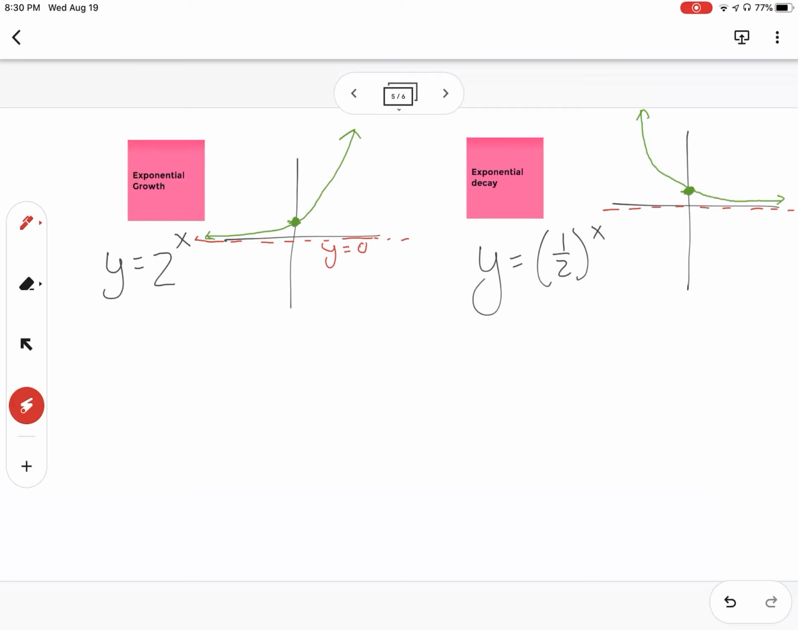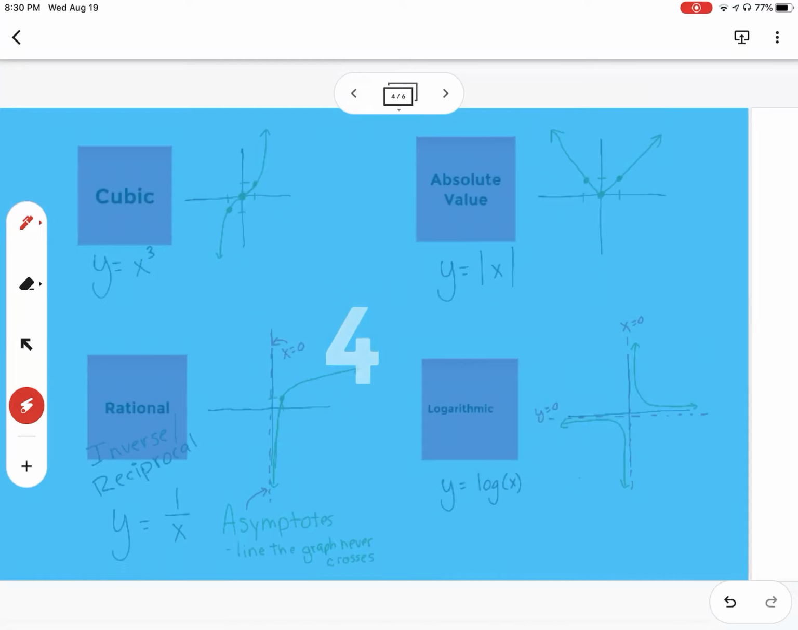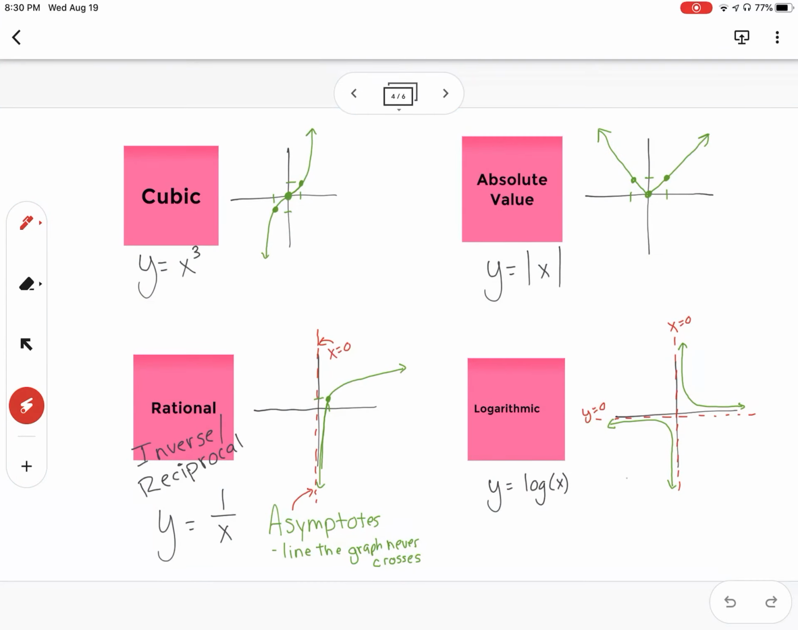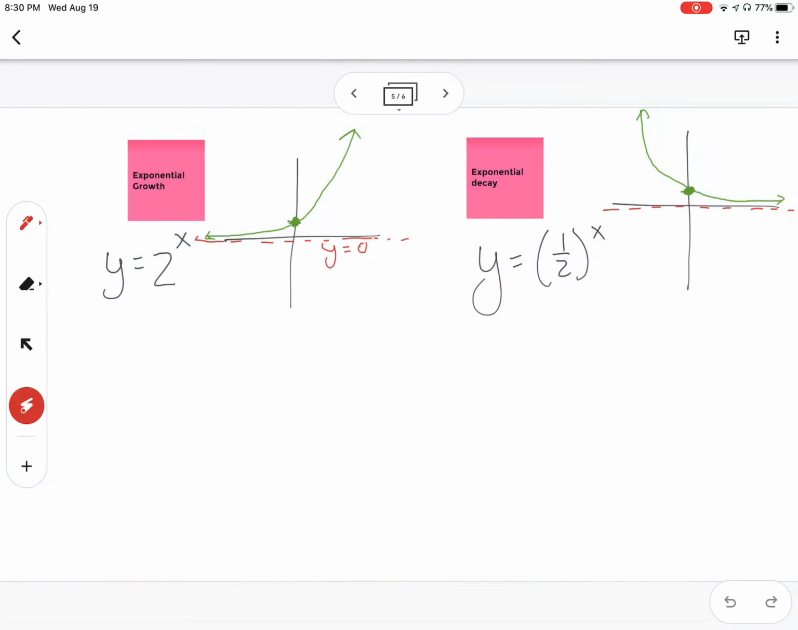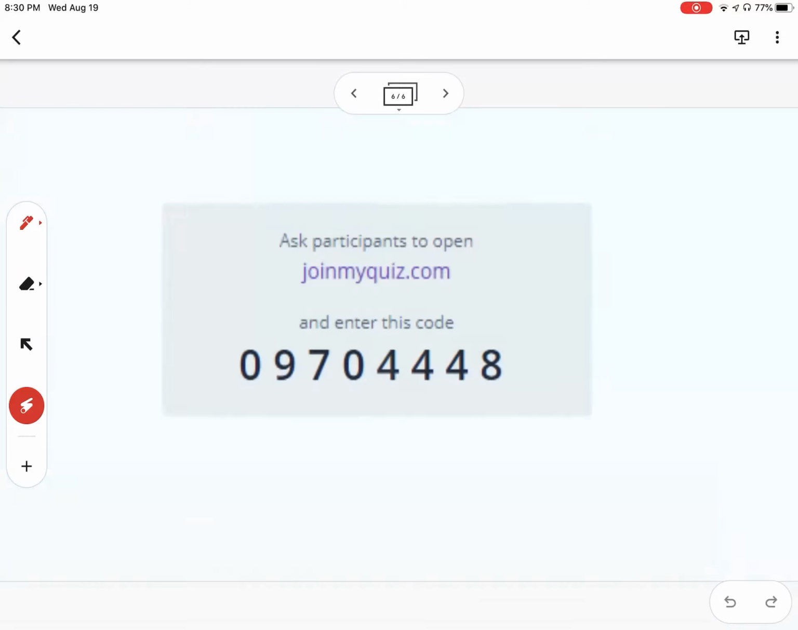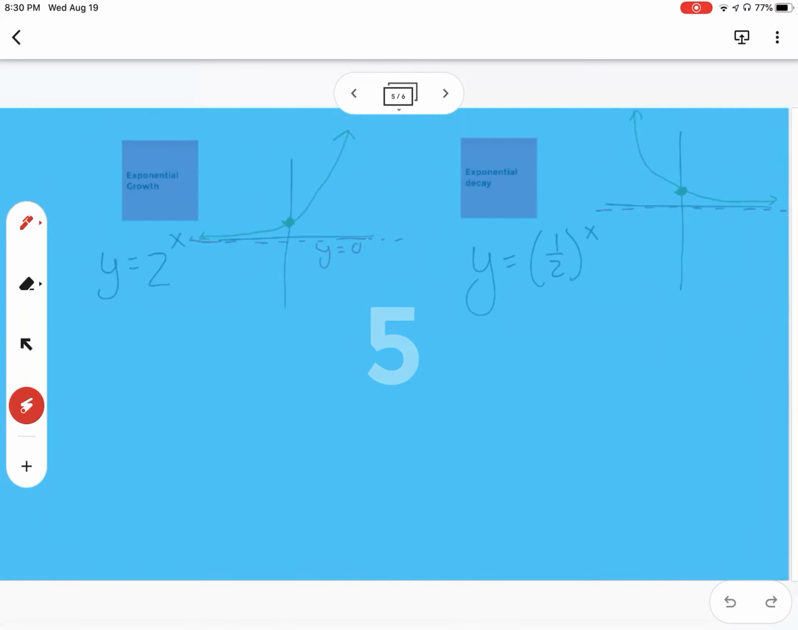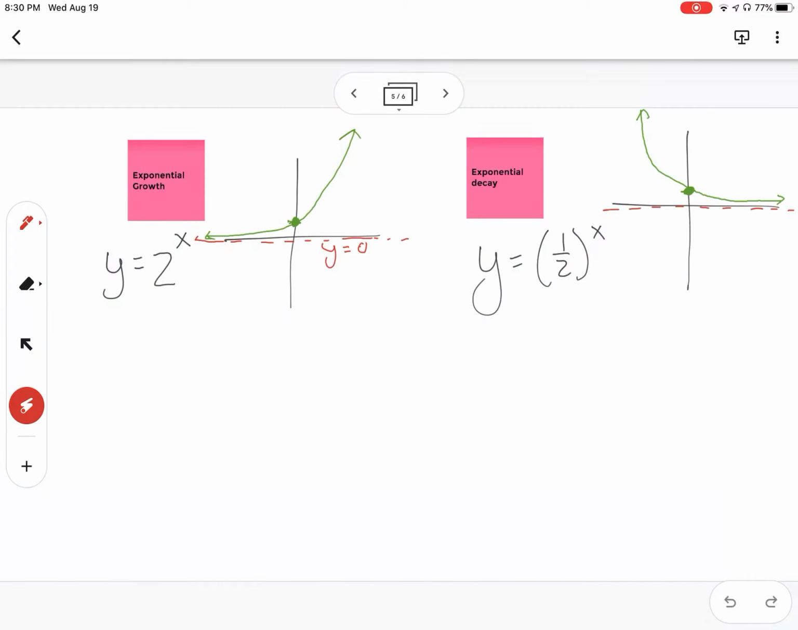Alright, so that's our parent functions. Like I said, mostly right now what we're worried about is just being able to, if I give you a graph, you can tell me the name and the equation. If I give you the equation, you give me the name and the graph. If I give you the name, you can give me the equation and the graph. Alright, we need to know the equations and graphs for all the functions there. Alright, so you have an assignment to do.